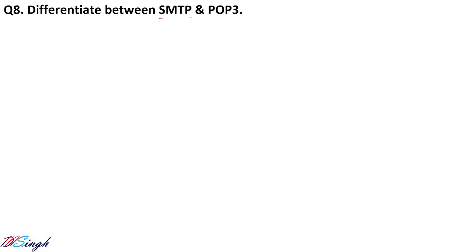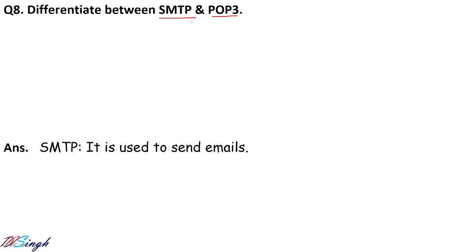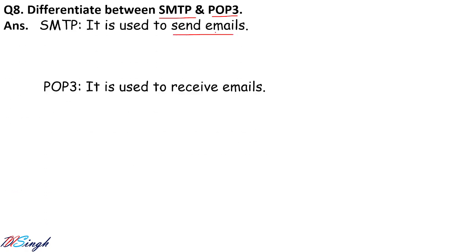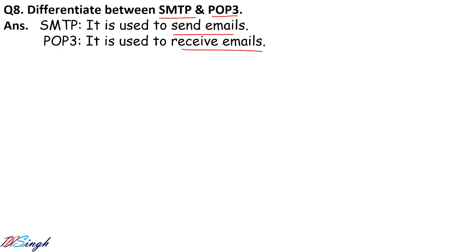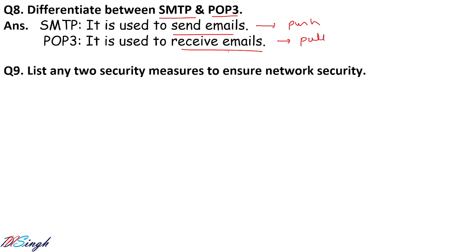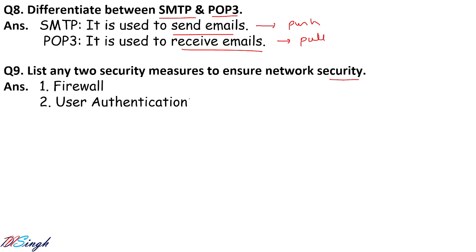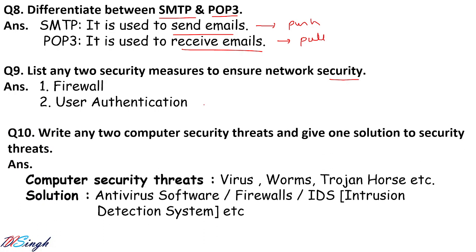Let us see the difference between SMTP and POP. SMTP is used to send emails and POP is used to receive emails. So SMTP is also called a push protocol and POP is called a pull protocol. List any two security measures to ensure network security. You can install a firewall, either software or hardware. User authentication can also be used, like login ID and password. You can use biometric authentication like a fingerprint or face scanner. Both ways you can ensure security.